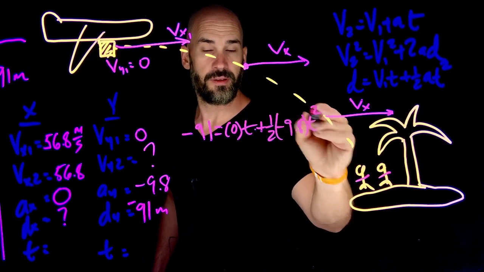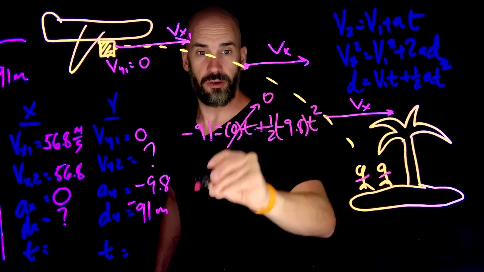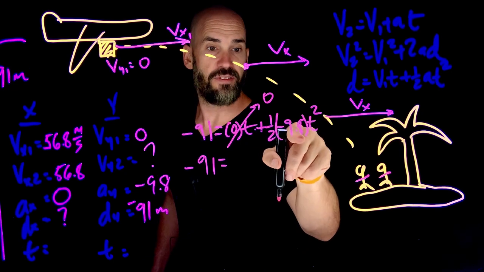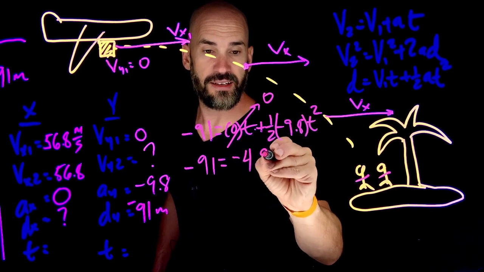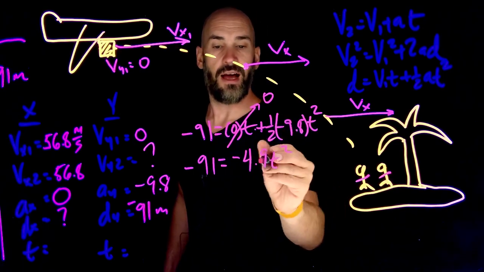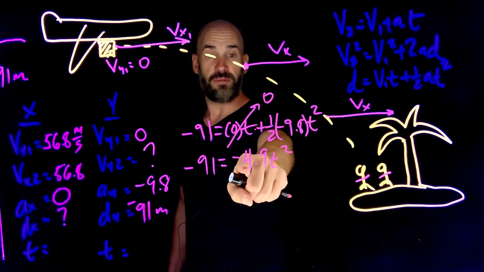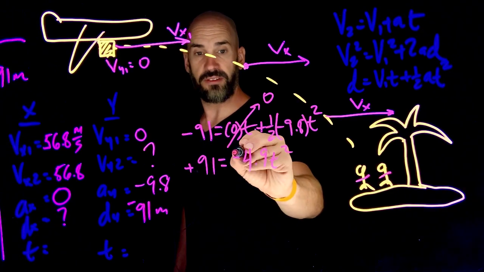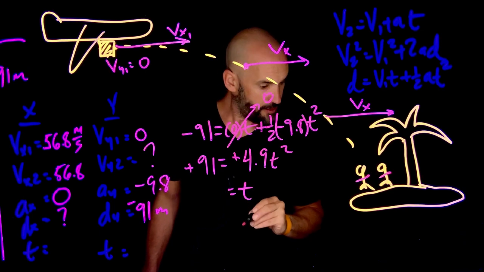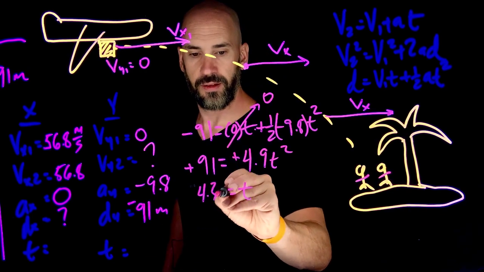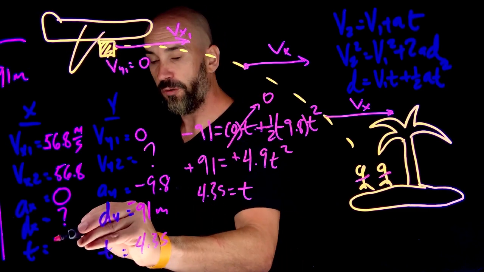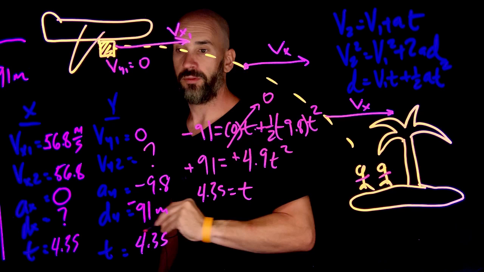We have negative 91 equals v1, which is 0, times t, plus 1/2 times negative 9.8 t squared. That obviously goes away because that's 0. We have negative 91 equals 1/2 of negative 9.8, which is negative 4.9, t squared. And then we just divide both sides by negative 4.9. Signs will cancel, and we will get a time of 4.3 seconds. And now that's true in both dimensions. We put 4.3 seconds here and 4.3 seconds here.